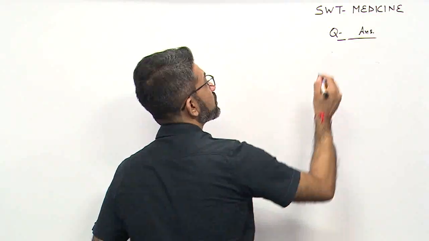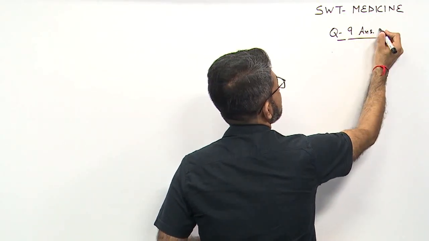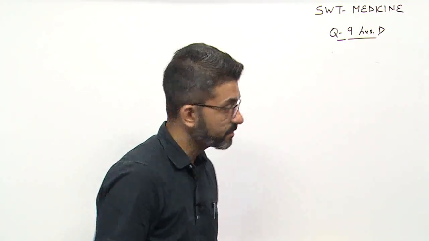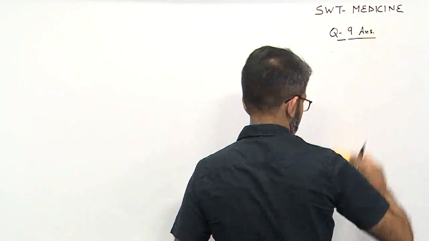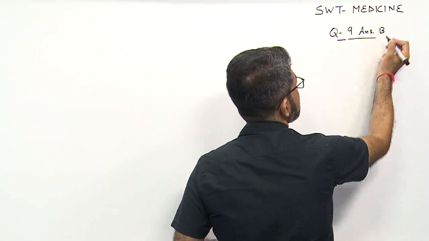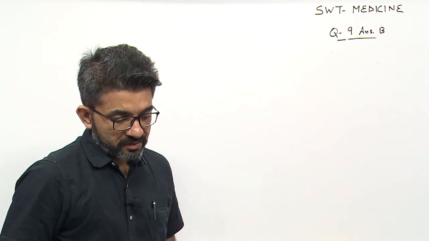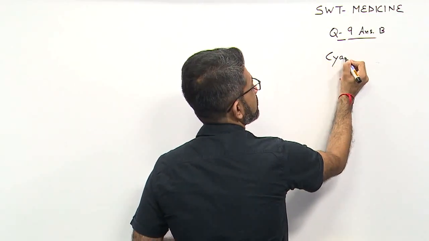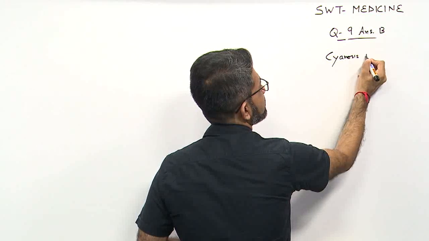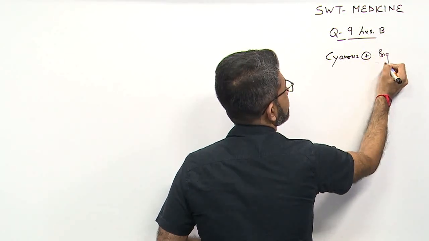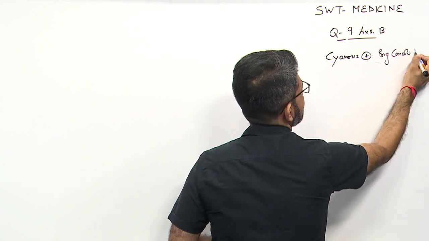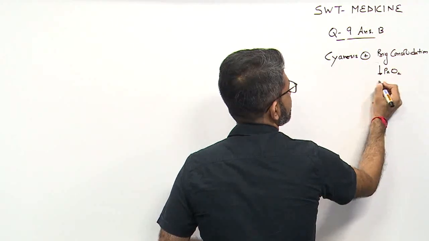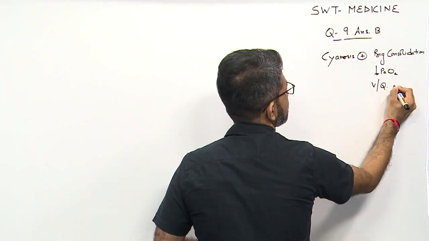Question number 9. This is regarding aspiration pneumonia. The answer is B. I am so sorry. Answer is B, tachypnea. See, cyanosis can be present in large pneumonia. Cyanosis can be present in big consolidations because of decreased PaO2 because of ventilation perfusion mismatch.